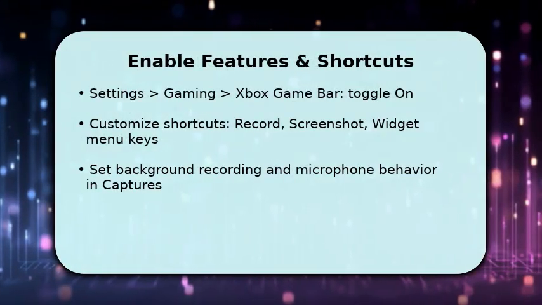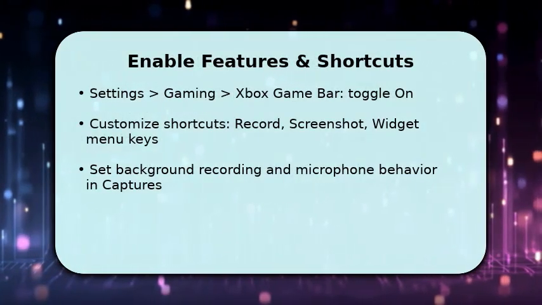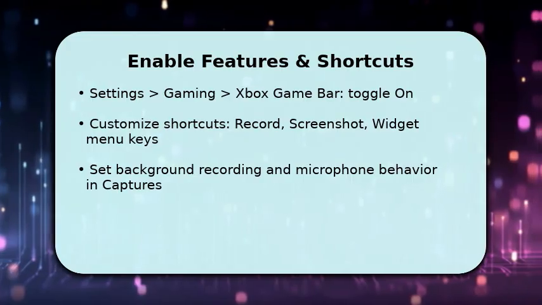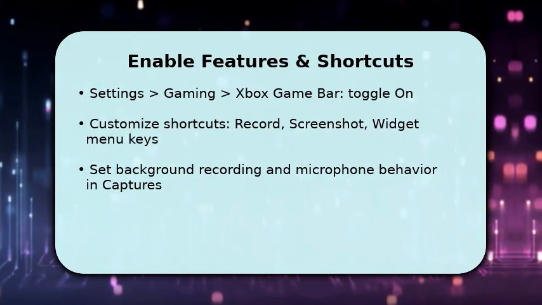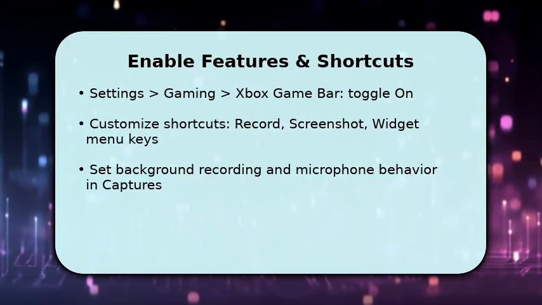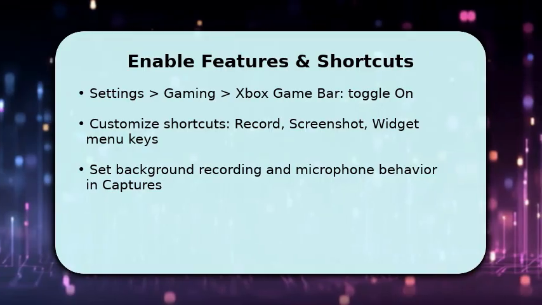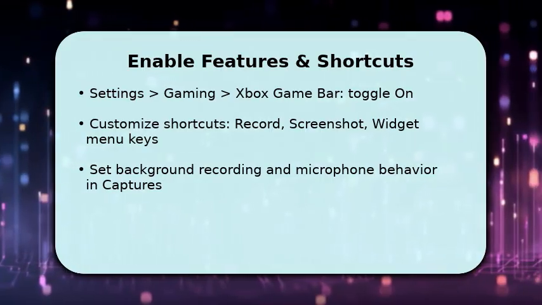Open Settings Gaming Xbox Game Bar and toggle it on, then launch the overlay with Windows key plus G to access widgets. Once inside, customize keyboard shortcuts for Record, Screenshot, and the widget menu to suit your workflow.